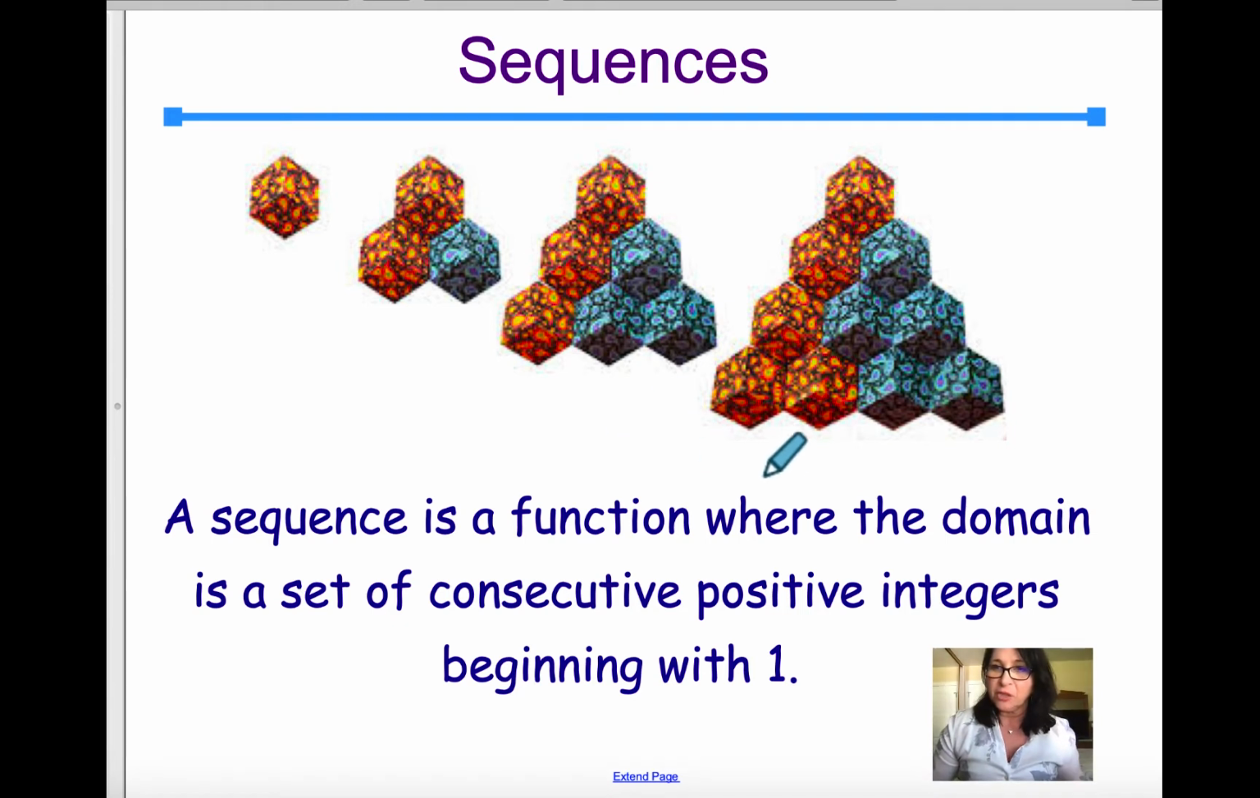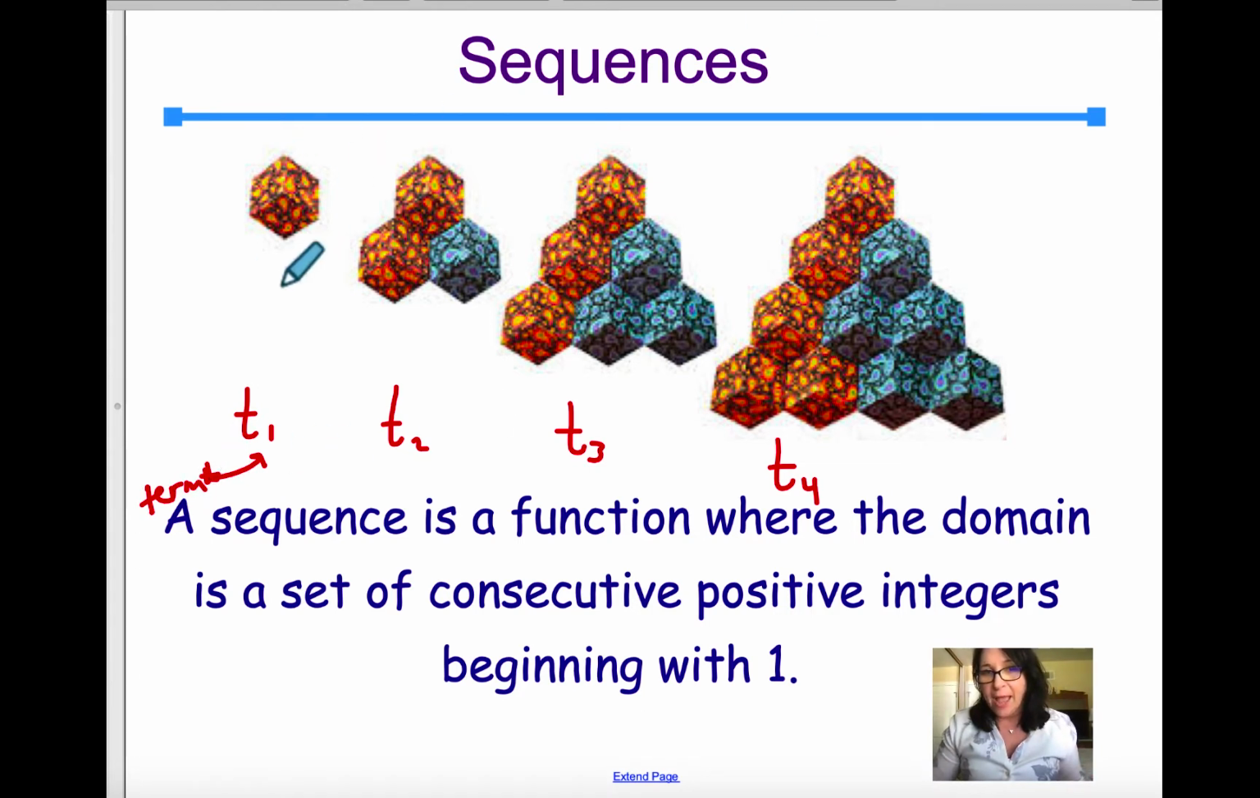And a sequence is a function where the domain is a set of consecutive positive integers that begin with 1. So what you need to get in the habit of doing is saying, okay, this thing right here, this is the first term. So I'm going to call that t of 1. This is the second term, so I'm going to call it t of 2. This is the third term, so that's t of 3. And this is my fourth term, so I'm going to call that t of 4. So these are my term values, okay? So this right here would be my term number. That would be which term number I'm using.